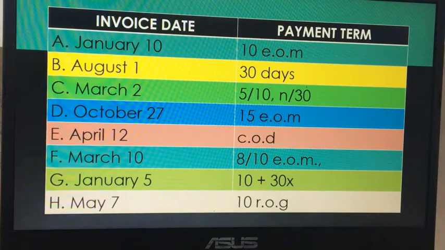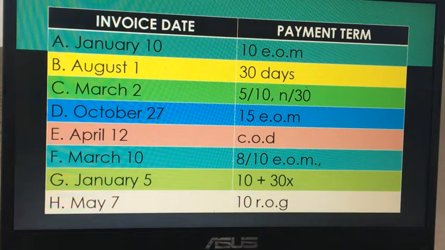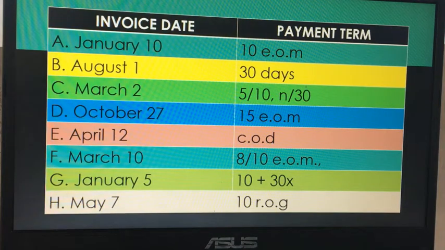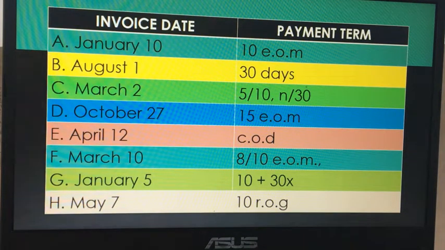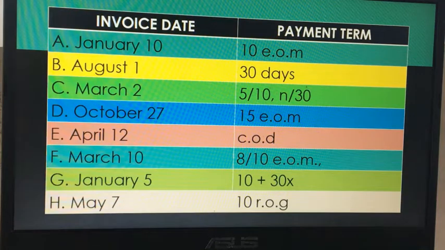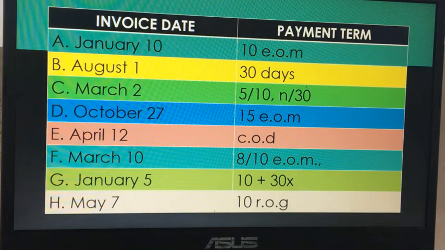Okay, so I have here two columns, invoice date and payment term. Better that every example that we are going to include in this video, there has to be a date so we are able to understand how these things work, most especially the payment terms. So I have here examples letter A to H. Say for example letter A, January 10, the payment term is 10 EOM. Until example letter H, May 7, 10 ROG.